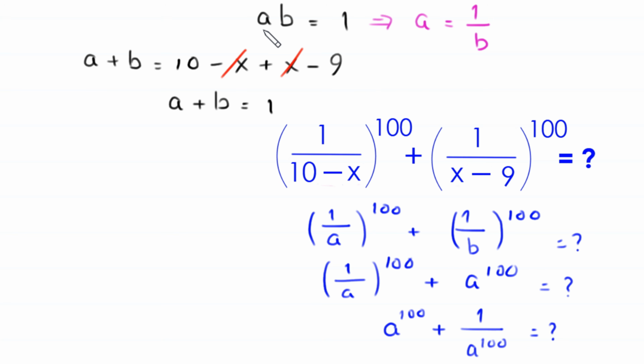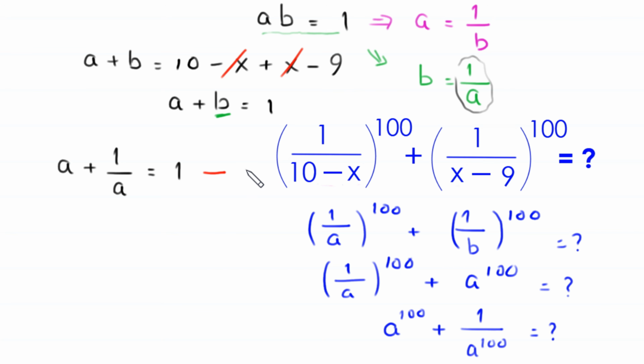Now from this equation a times b equal to 1, if we divide both sides by a, this will become b is equal to 1 over a. So in this equation we replace this b with this value 1 over a. Then this equation will become a plus 1 over a is equal to 1. Let's call this equation number 1.